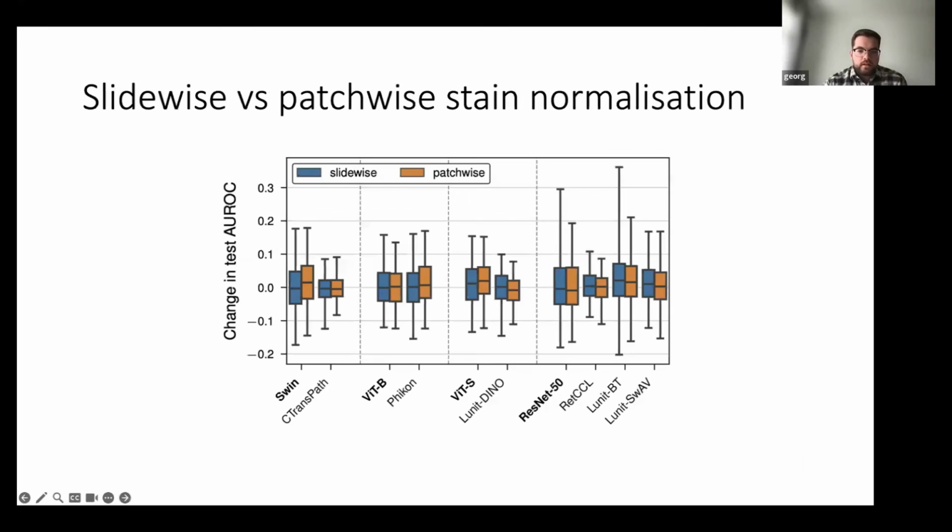Another thing we looked at is whether performing slide-wise stain normalization is better than patch-wise. So you could calculate the stain matrix when you perform stain normalization on the entire slide or just on a per patch basis. When you perform it on the entire slide, that is computationally a lot more expensive. But we found that there was no real benefit of doing either. Both of them don't really improve or decrease the performance significantly.